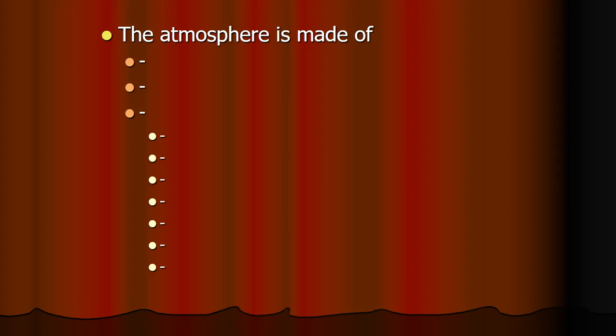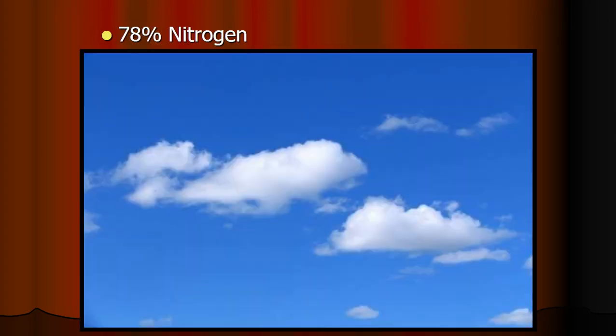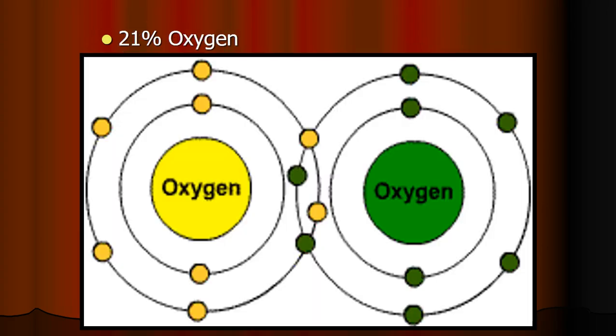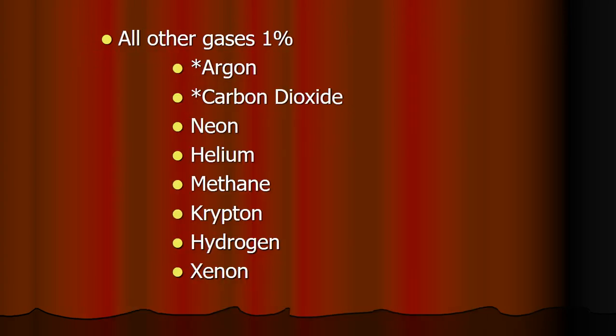So the atmosphere is made of a couple of things. The two main things are nitrogen, so it's 78% nitrogen, and oxygen. 21% of our atmosphere is oxygen. And then all of these other gases, argon and carbon dioxide being the two largest, make up 1%.